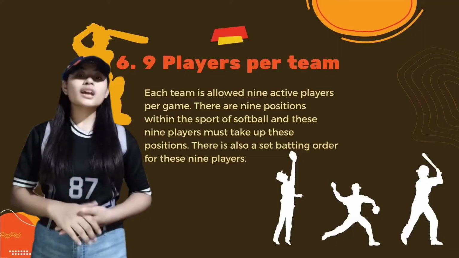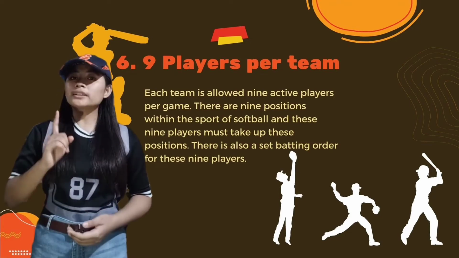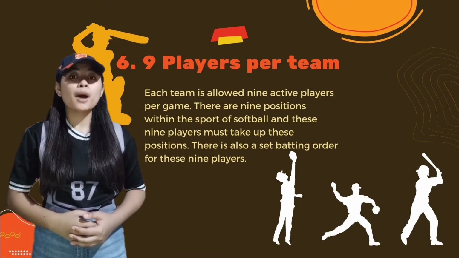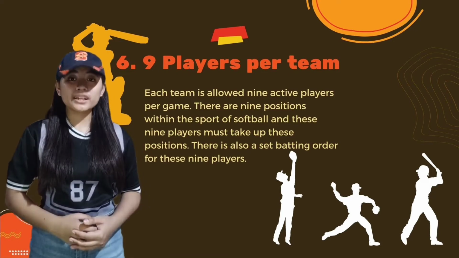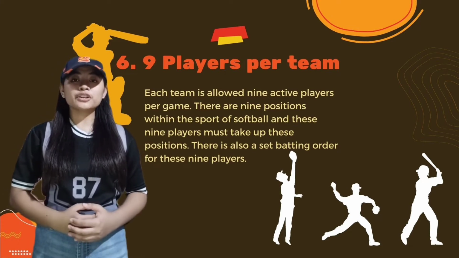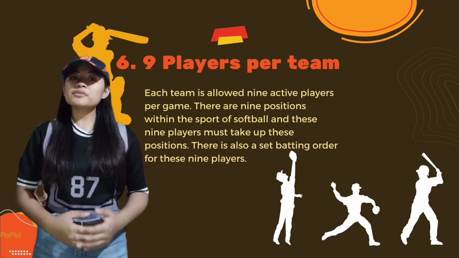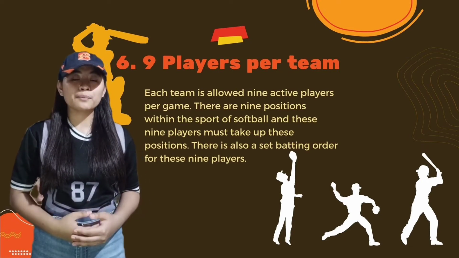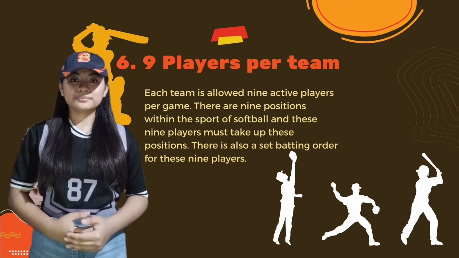Number 6. 9 players per team. Each team is allowed 9 active players per game. There are 9 positions within the sport of softball, and these 9 players must take up these positions. There is also a set batting order for these 9 players. The order is set for each game and continuously cycled throughout the innings. Teams may have additional reserve players which can be substituted into the lineup in case players are injured or the team needs a fresh batter.